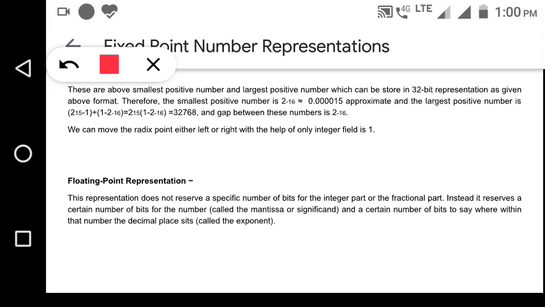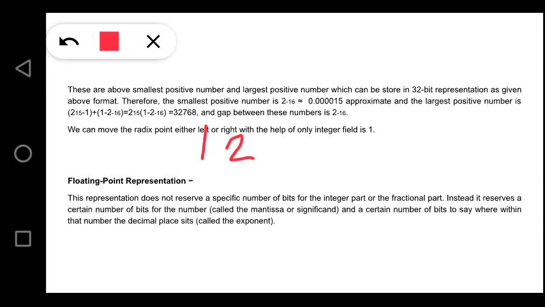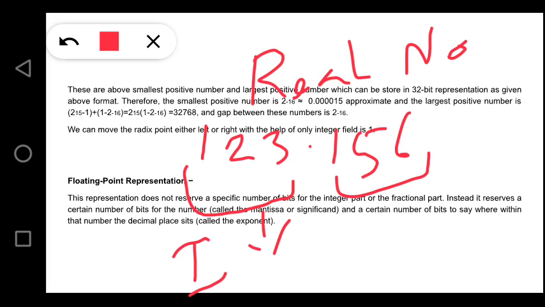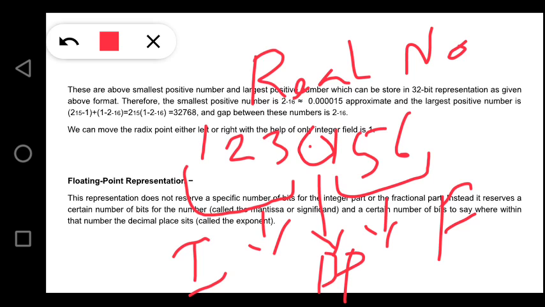Let's take a number, 123.156. This is called a real number. Why is it called a real number? Because it has two parts. One is the integer part and this is called the fractional part, and these two are separated by this decimal point.